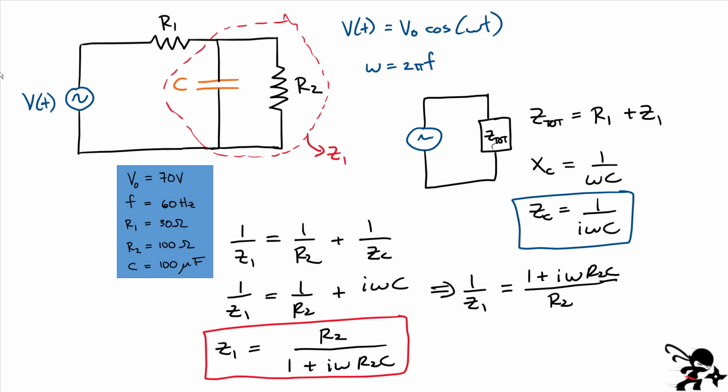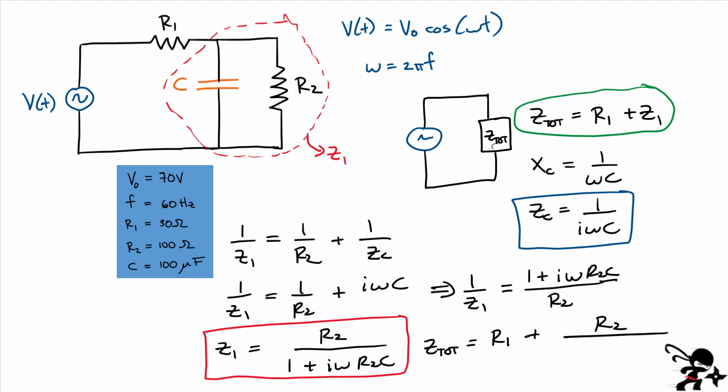Well, guess what? Now this allows us to find what the value of Z total is. You simply have to substitute it into this expression right here. So the last step on this page, then, I'm going to get to this final algebraic answer over here. So it's R1 plus R2 over 1 plus I omega R2C.